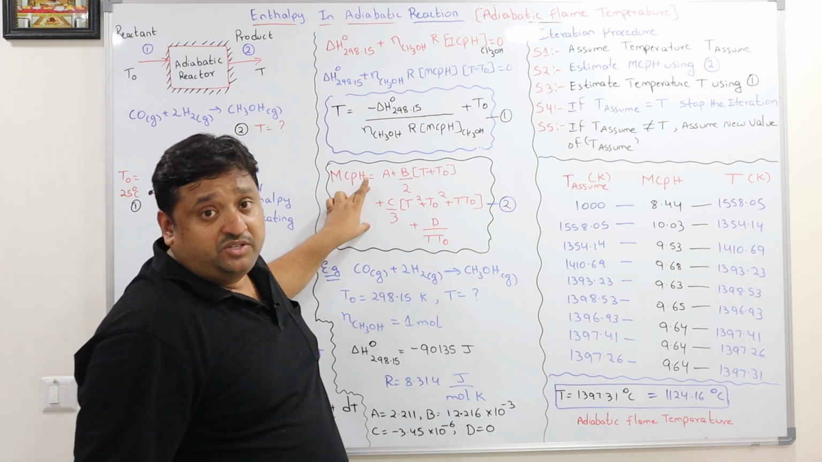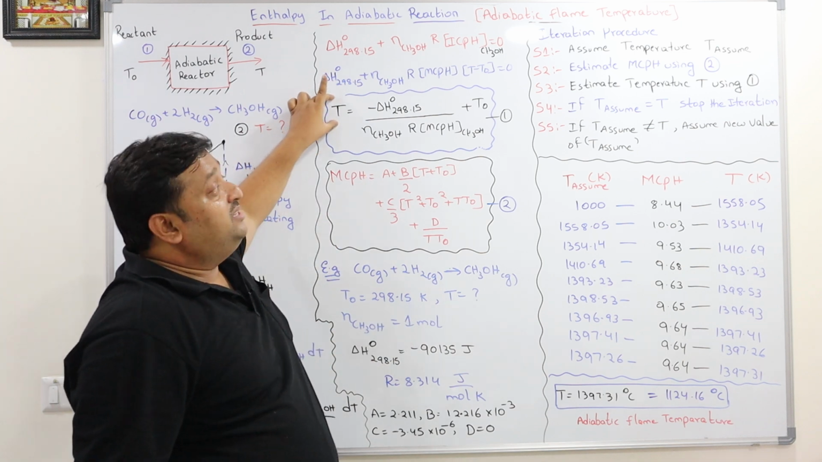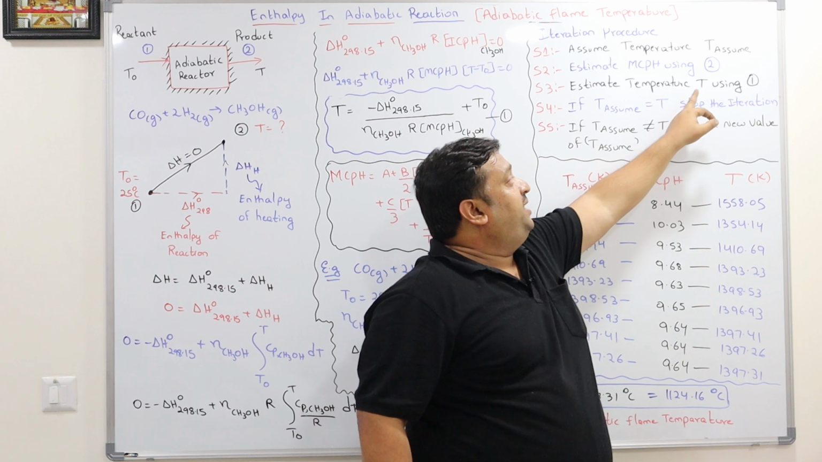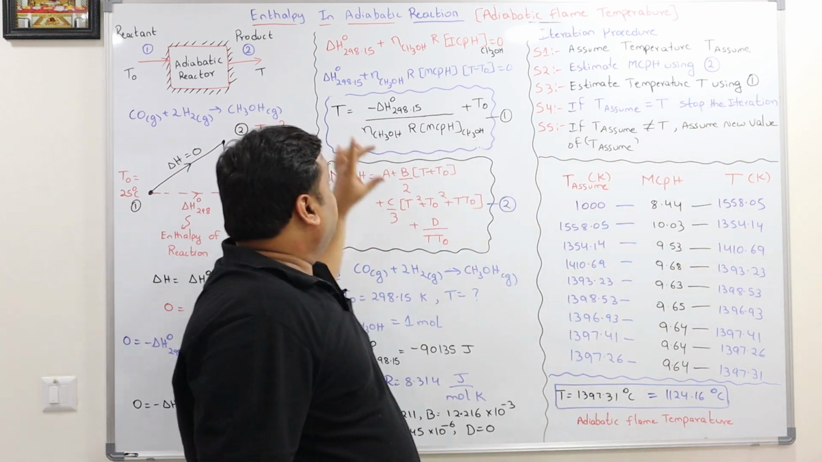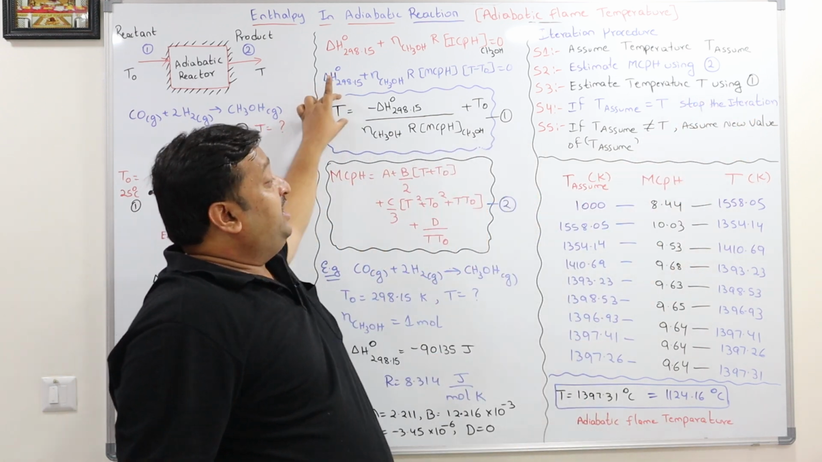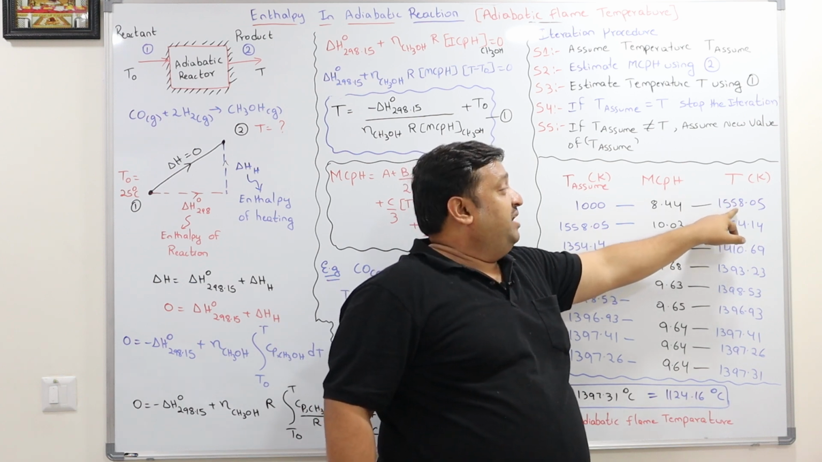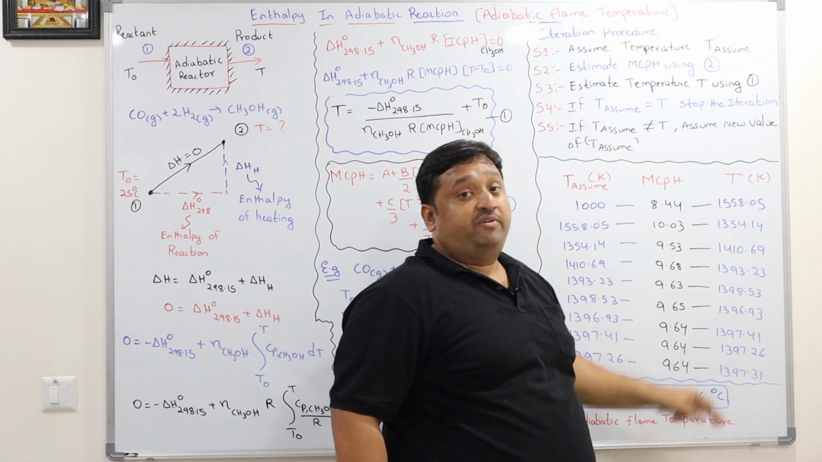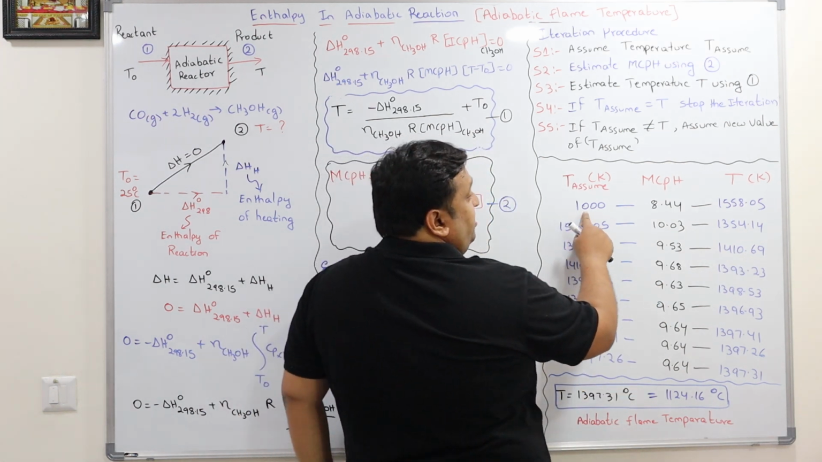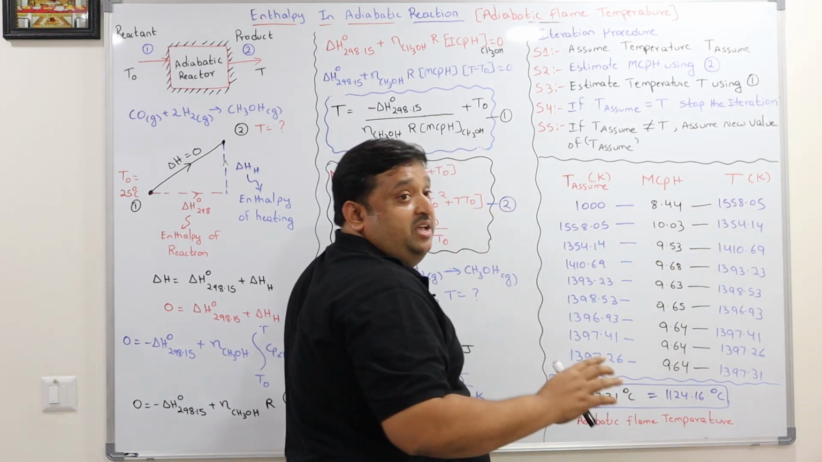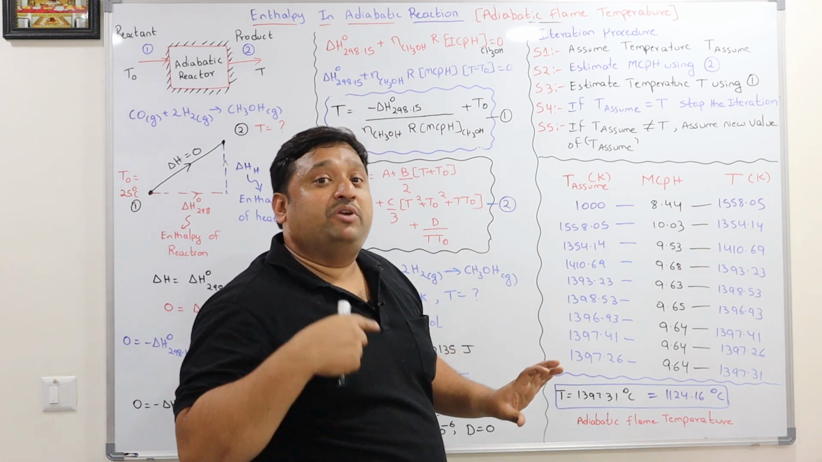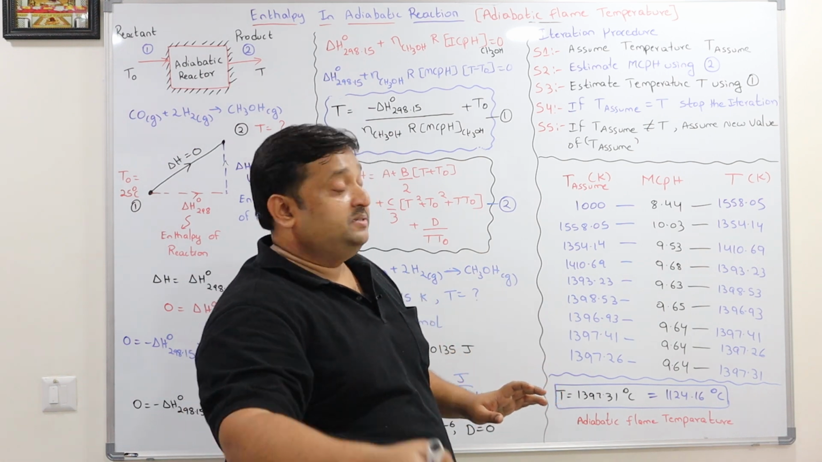Now you know the MCPH. Calculate the T using this equation, that means estimate the temperature T using equation 1. That means you can get the temperature. Now the estimated temperature is 1558.05. You have assumed 1000, you got 1558, which is not matching. That means your assumption is wrong. Go for a new guess.